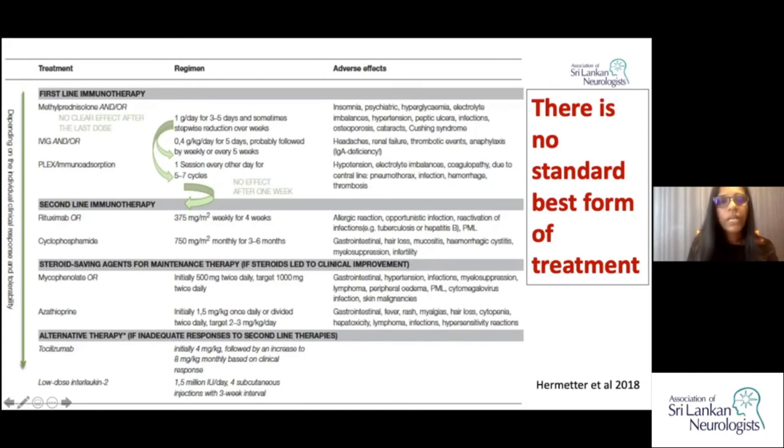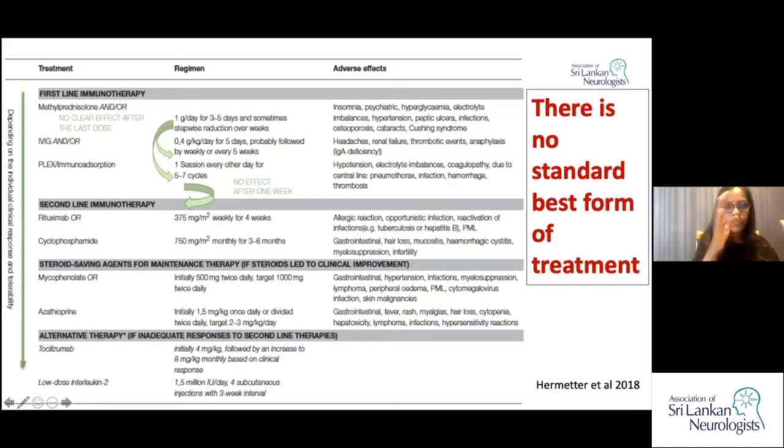So most recommendations are that you go through this, and then if they have poor response, you could move on to administer second line medications. So second line medications are two forms. You could give rituximab or cyclophosphamide. In some adults, they recommend using them together, so you use cyclophosphamide and rituximab at the same time. But in most pediatric cases, they recommend use of rituximab, probably because of the safety profile.